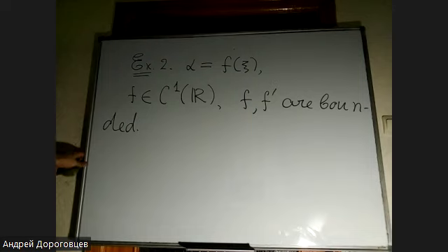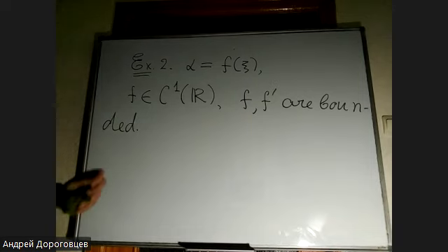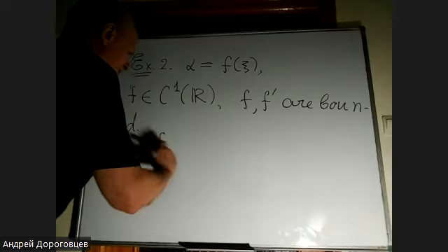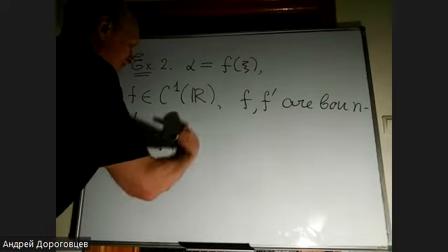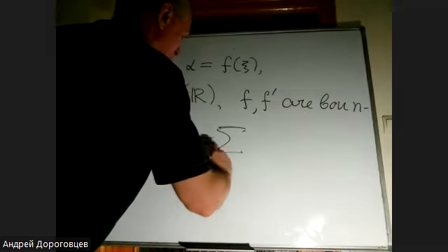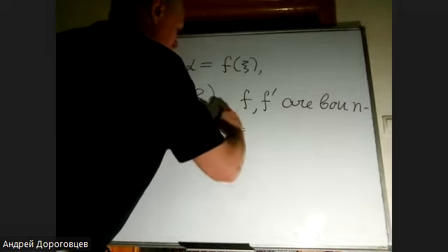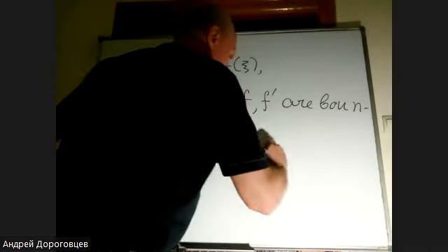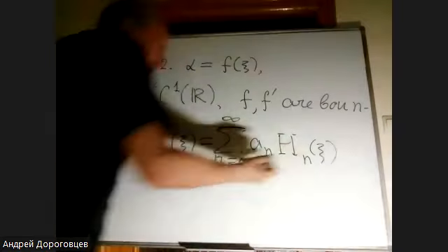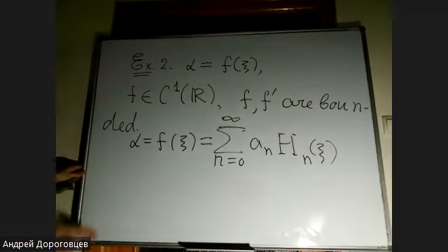Let us check what happens now with the stochastic differentiability of alpha. To do this, we need to find the coefficients a_n. f of psi, which is our alpha, is equal to the sum from n equal to 0 to infinity of a_n H_n of psi. So to continue consideration, we need this.